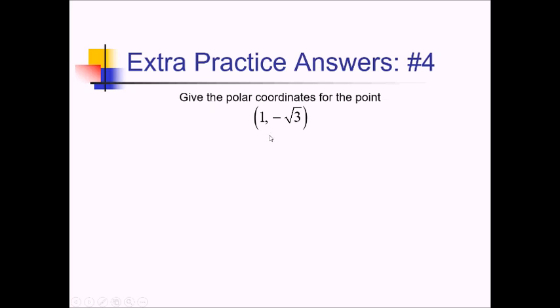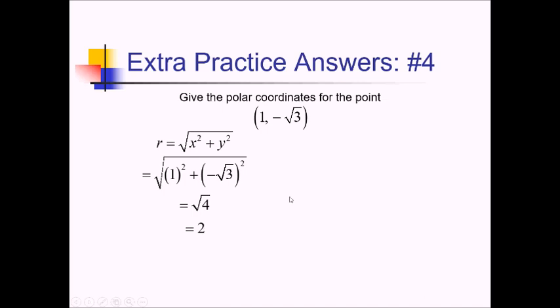For the radius, we use the Pythagorean theorem on the x and the y value here. So square root of x squared plus y squared. That's going to be 1 squared plus √3 squared. So that's just 1 plus 3, which is 4, but we're square rooting that. So that actually ends up giving us 2.